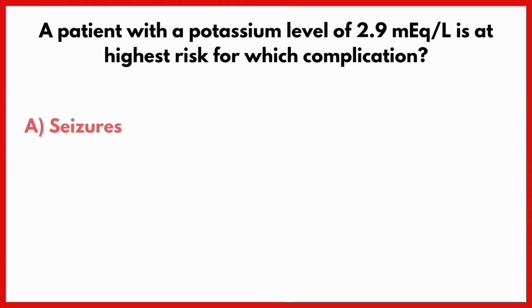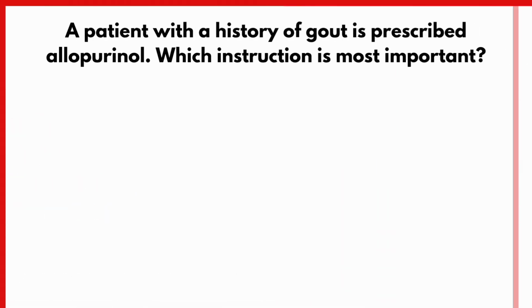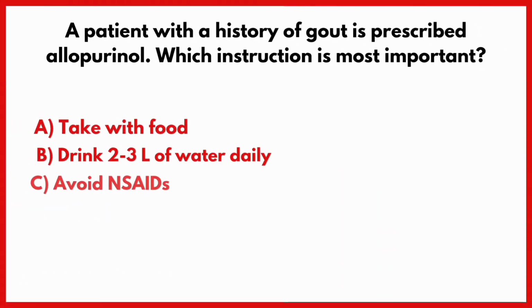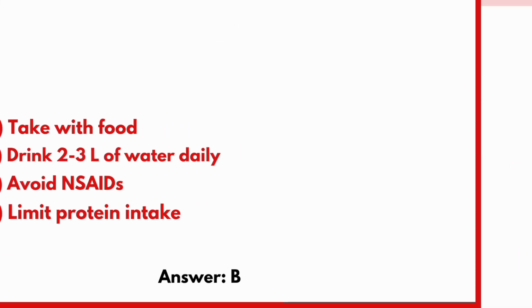A patient with a potassium level of 2.9 is at highest risk for which complication? Correct answer is option C. Ventricular tachycardia. A patient with a history of gout is prescribed allopurinol. Which instruction is most important? Correct answer is option B. Drink 2 to 3 liters of water daily.